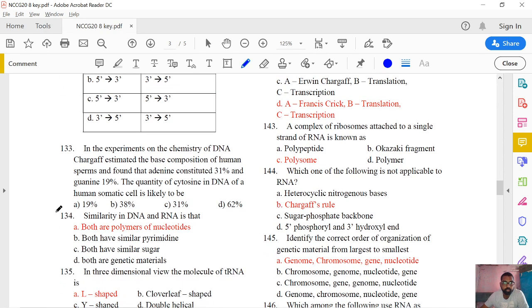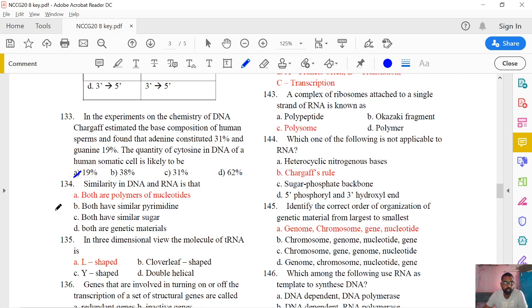In the experiments on the chemistry of DNA, Chargaff estimated the base composition of human sperms and found that adenine constituted 31% and guanine 19%. The quantity of cytosine in DNA of human somatic cells, whether it is a somatic cell or a sperm cell, basically there will not be much difference here. So again the cytosine content will be the same as guanine, therefore it is 19% only.